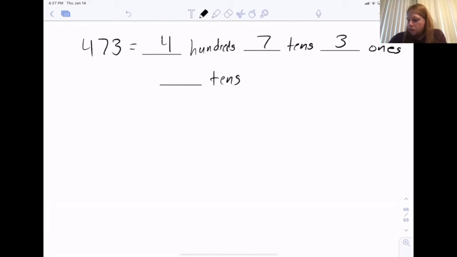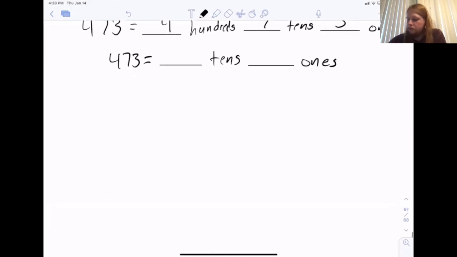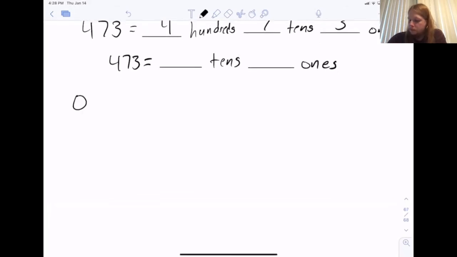What if we're looking for 473 and we have blank tens and blank ones? So we're not looking for hundreds, we're only looking for tens and ones. What can we do to figure that out? Well, first, let's draw our hundreds pieces. All right, so we drew our hundreds pieces.